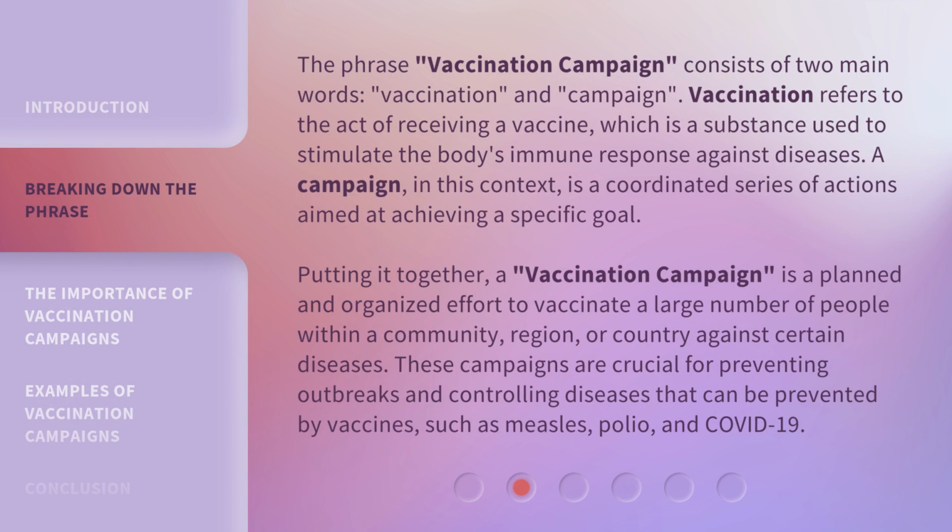The phrase vaccination campaign consists of two main words, vaccination and campaign. Vaccination refers to the act of receiving a vaccine, which is a substance used to stimulate the body's immune response against diseases. A campaign, in this context, is a coordinated series of actions aimed at achieving a specific goal. Putting it together, a vaccination campaign is a planned and organized effort to vaccinate a large number of people within a community, region, or country against certain diseases.